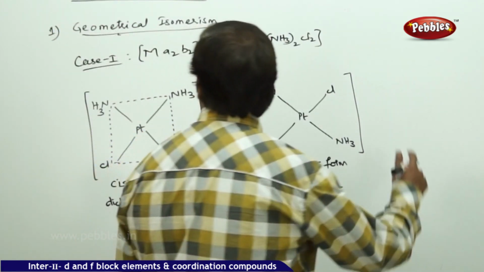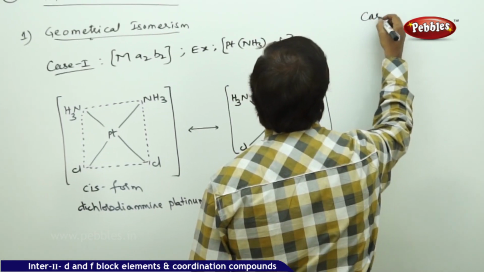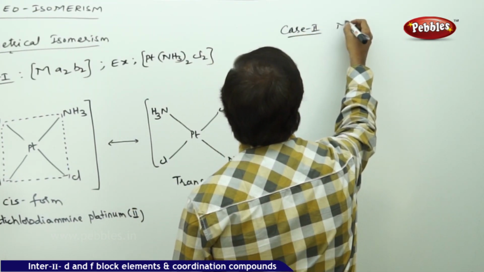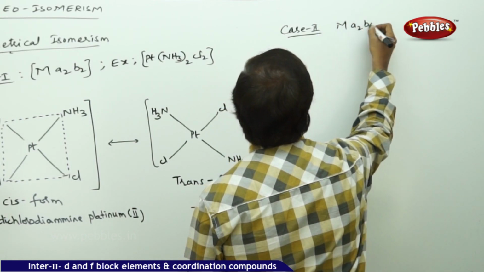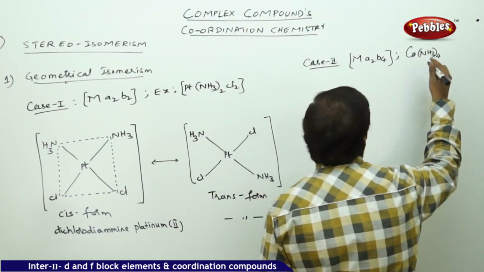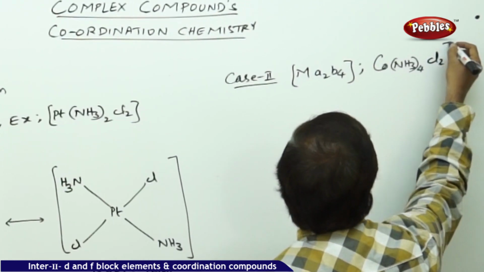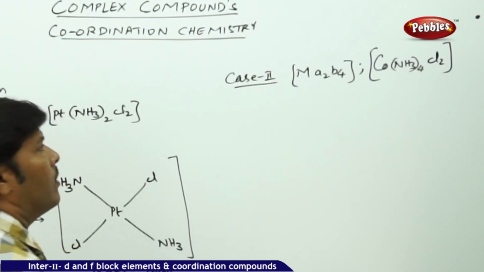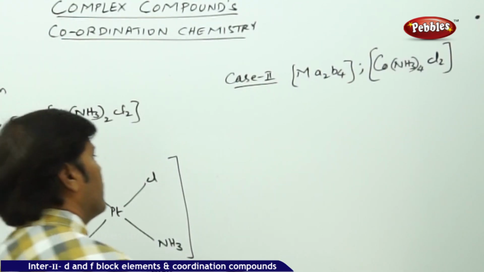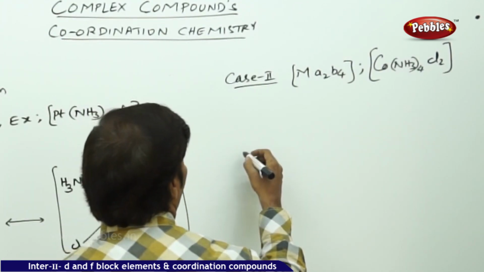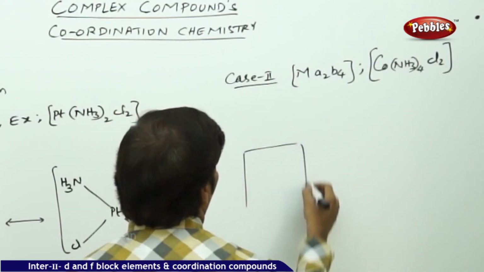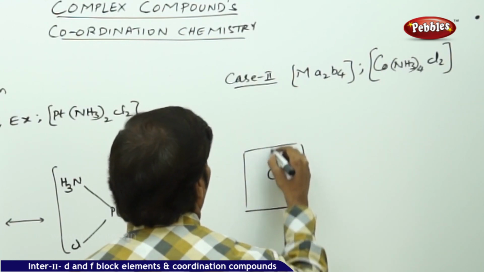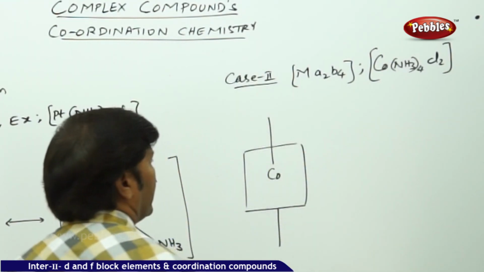Now suppose for example, if I am taking case 2 in the geometrical isomerism, in the case of case 2 of geometrical isomerism, now if I take MA4B2, if I am going to take cobalt of NH3 taken 4 times of Cl2, then I think we can take this complex, because it is octahedral complex, its coordination number is 6. So directly what I need to do here is take one octahedral complex, take the cobalt in the center, and take one bond like this and one bond like this.